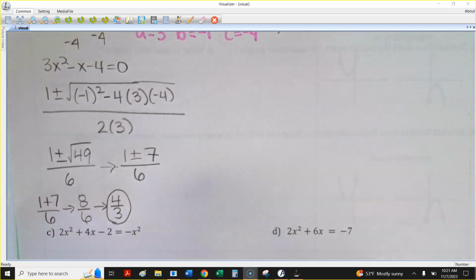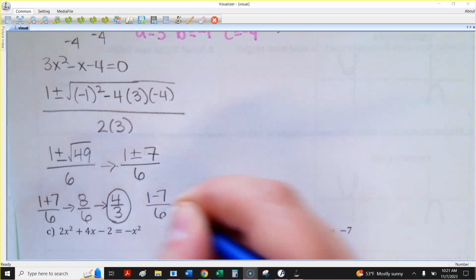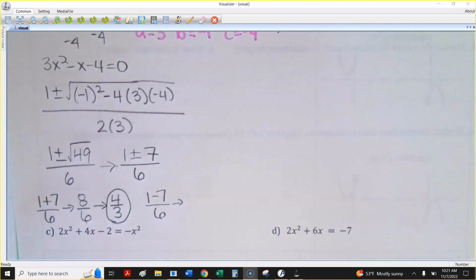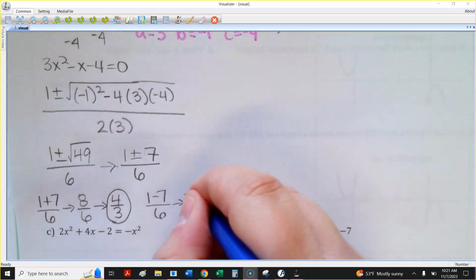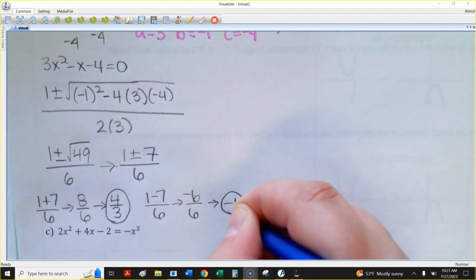The other answer is going to be 1 minus 7 over 6. So make sure you simplify the top first and then divide. This would be negative 6 over 6, which would actually mean my other answer would just be negative 1.